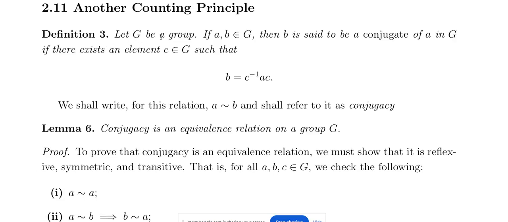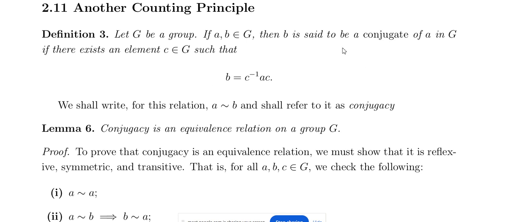GBA group. அதுக்கு முன்னாடி நம்ம வந்து இந்த conjugate என்னன்னு தெரியணும். G, A, B என்றது any two elements in the group. The B is said to be conjugate of A. B is said to be a conjugate of A in G.